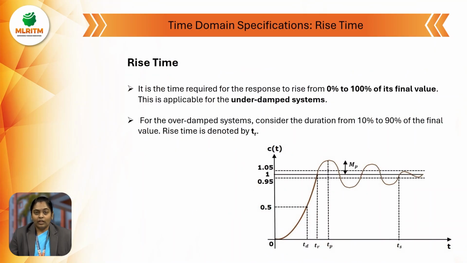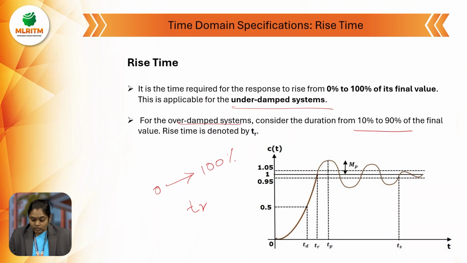Coming to the rise time. Rise time indicates the time taken for a system to reach from 0 to 100% if it is for the underdamped case. If we are dealing with a critically damped or overdamped case, we take the consideration to reach from 10 to 90%. So in general, rise time is nothing but the time taken for an output to reach from 0 to 100%, which is called the rise time. So here this is 0. The time taken to reach 0 to maximum value is called the rise time.